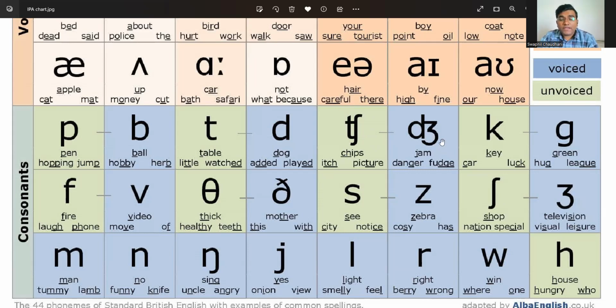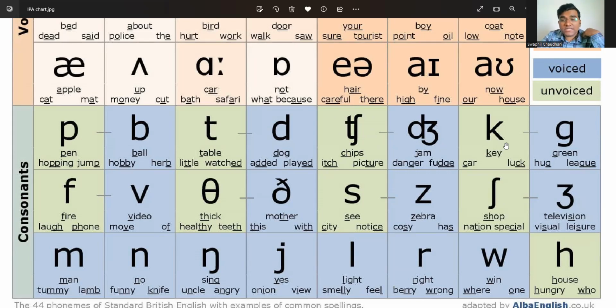Then we have the j sound, as in jam, danger, fudge. We can see this is d with a numeric 3. D with numeric 3 represents the j sound, as in jam, danger. Okay?